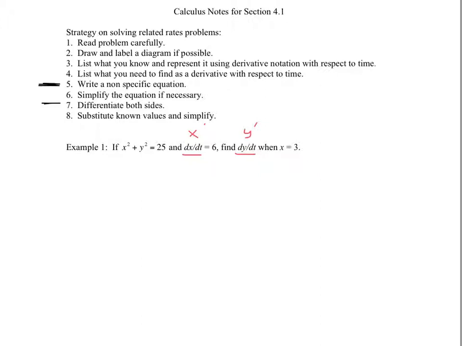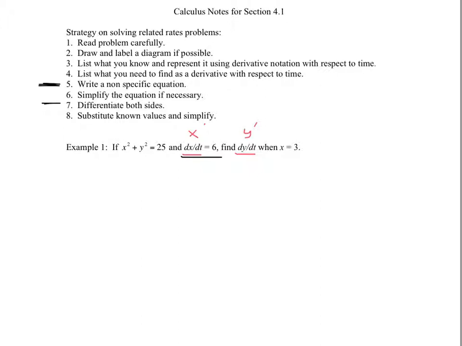All right, so let's go ahead and take a look at this first example here. All right, this says, first read the problem carefully. Hopefully, this problem isn't too in-depth. Looks like a circle centered at the origin with a radius of 5. Draw and label a diagram if possible. Well, we could sure draw that circle, but in all honesty, we don't need to because we have everything that we need. I've actually also already given you number 3 because it says list what you know and represent it using derivative notation with respect to time. Well, that's exactly what dx/dt is.